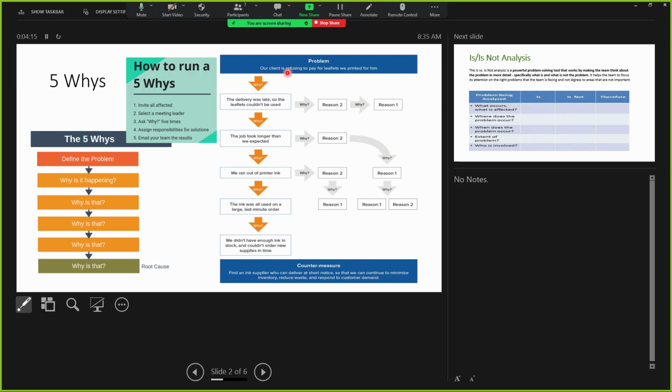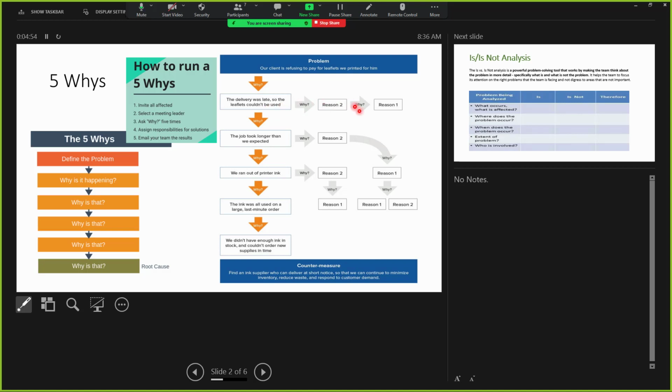So this is a small problem which I described. Our client is refusing to pay for leaflets we printed for him. So asking why he is rejecting the leaflets which were printed and given to him. The first why: delivery was late. So there is a reason that came: the delivery was late, so the leaflet could not be used. The client did not use the leaflets, so that's why he refused to pay.